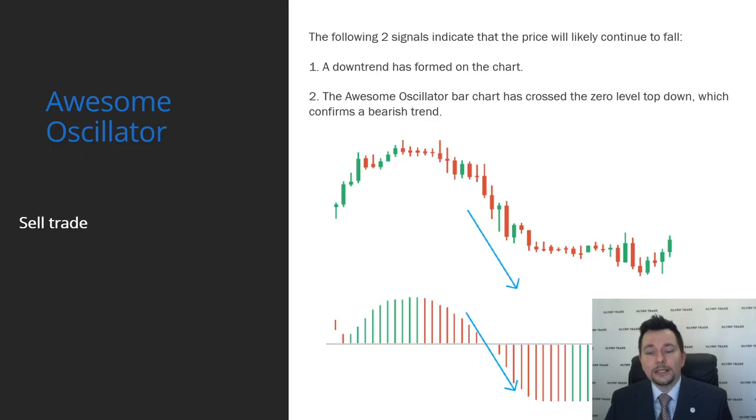Another sell trade is when we cross over the zero line. Does that make sense? There are two signals that indicate that prices will fall. A, there's a downtrend on the chart, which we have here after a series of red candles. And then when the awesome oscillator crosses over the zero line from top to bottom, that confirms that we are in a bearish trend, and you can open up because there are going to be a few more candles in that direction.